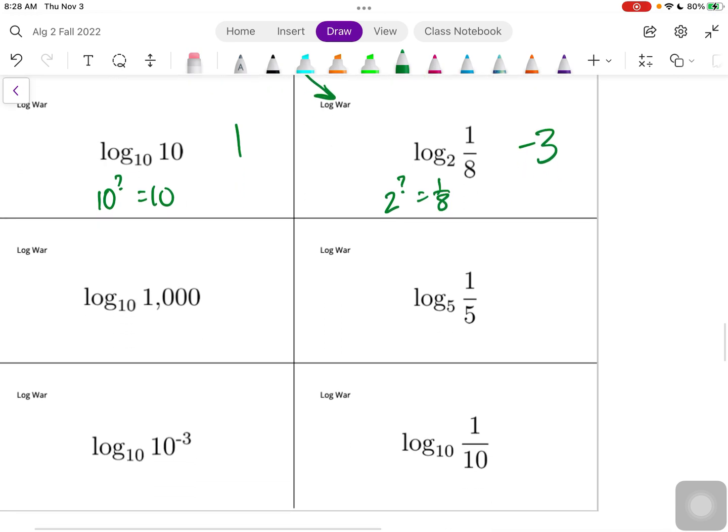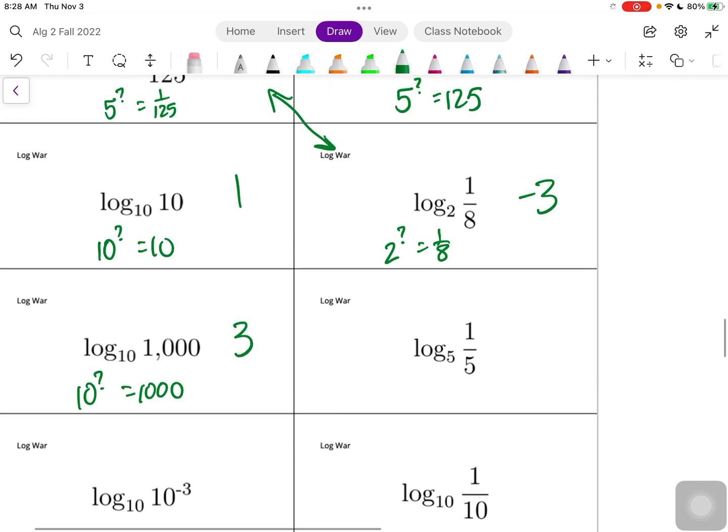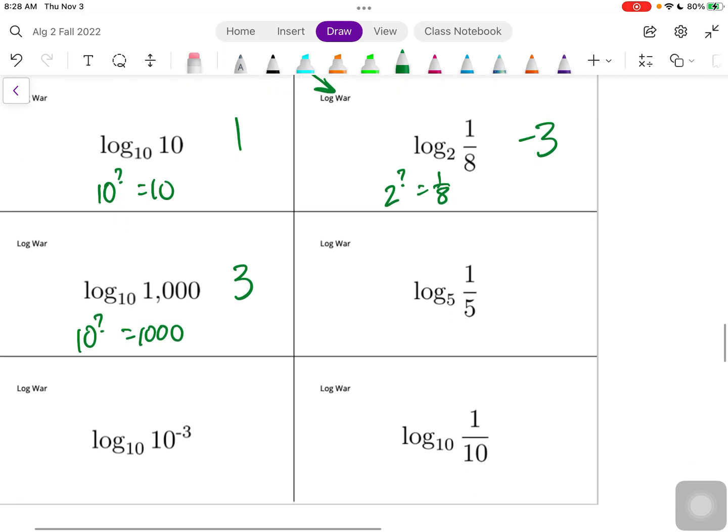Then you have 10 to the what is equal to 1,000. That's 10 to the third. So that one is also equivalent to those two up there. We have 5 to the what is equal to 1/5. That'll be a -1 because you need to make it a fraction. And 5 to the first is 5.